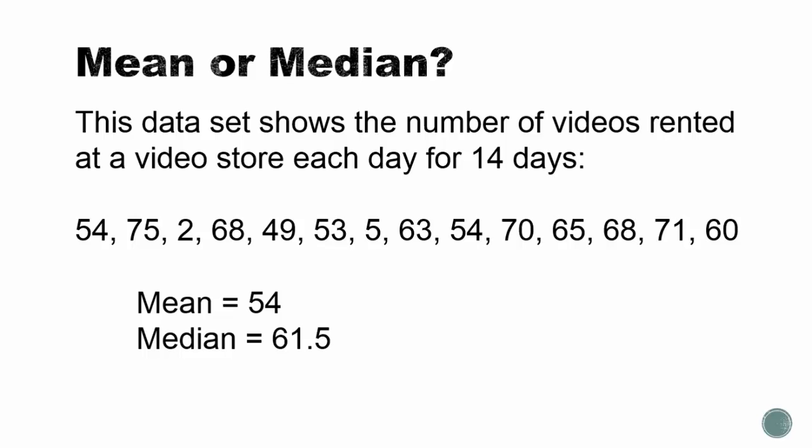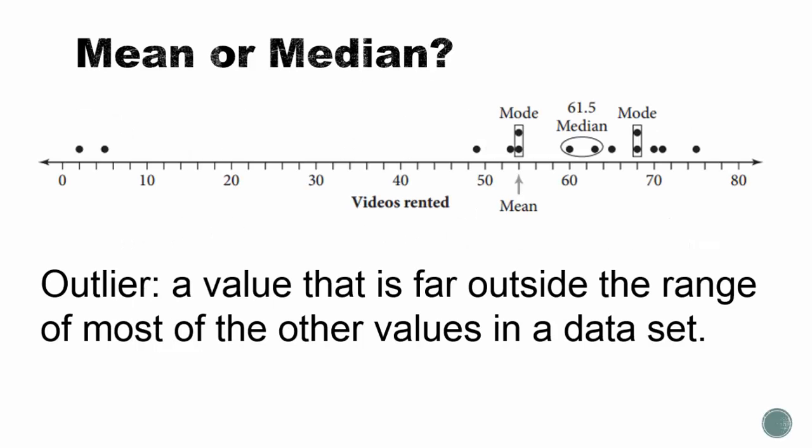The mean and the median are both measures of center. In this example, the mean is much lower than the median. So which one should we use? Let's take a closer look at this data. Except for 2 values, the data are clustered around 49 and 75. The values 2 and 5 are called outliers.